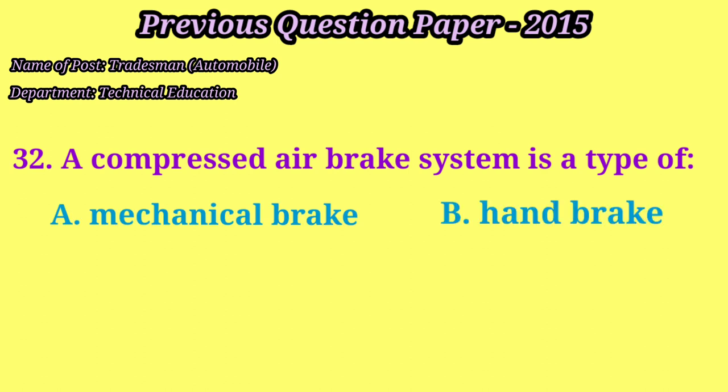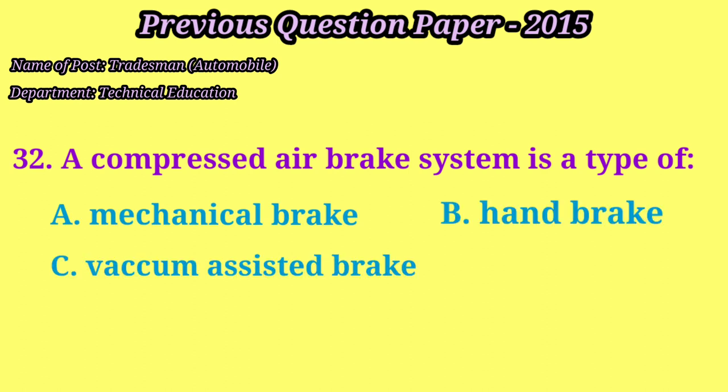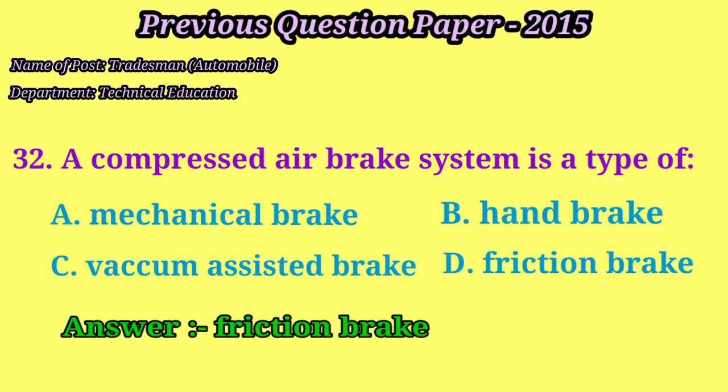32. A compressed air brake system is a type of: A. Mechanical brake. B. Hand brake. C. Vacuum assisted brake. D. Friction brake. Answer: Friction brake.